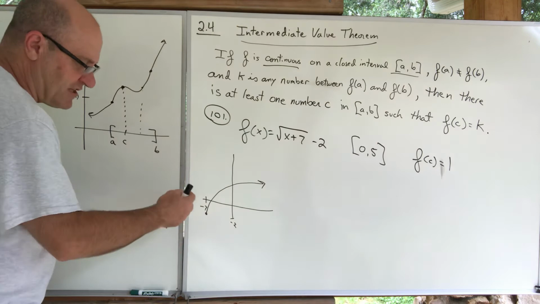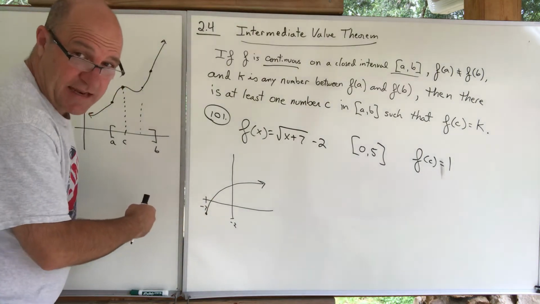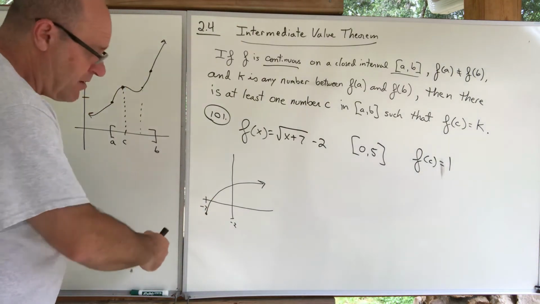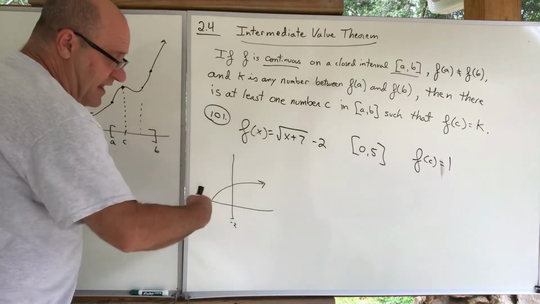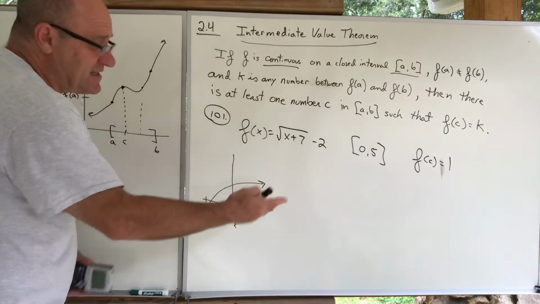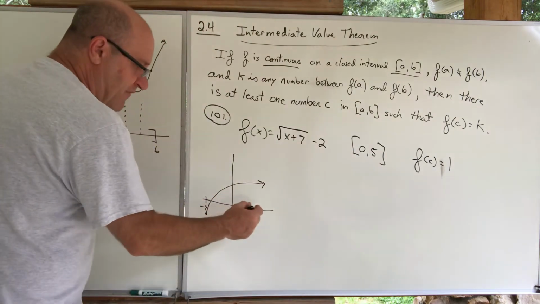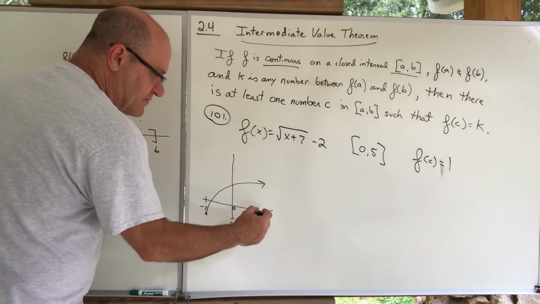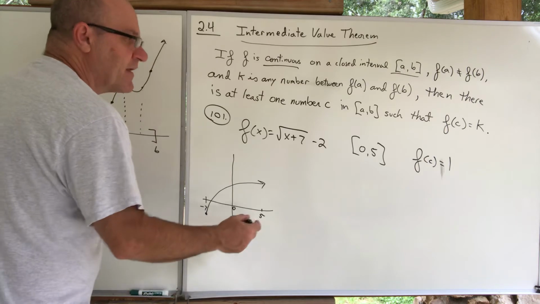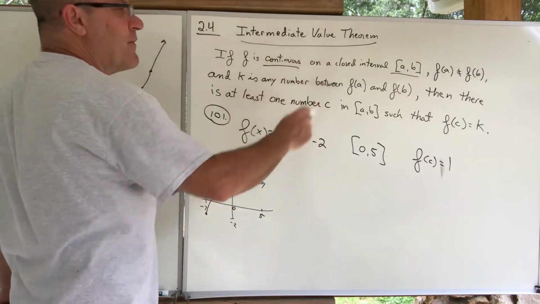And so it actually is not defined less than negative 7. It's undefined. But for x values greater than negative 7, it's defined and it's continuous. It's a nice square root function. So from 0 to 5, is it continuous? From 0 to 5, I think so. I think it is. So I think we met that requirement.